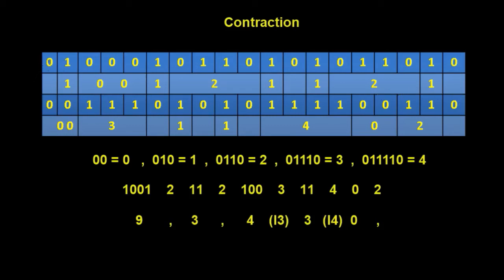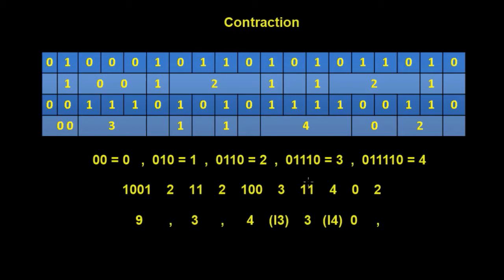Now we're going to form a code here. Now the code is going to be quite simple. It's going to say: when you get a 0 and a 0, that's represented by a 0. A 0, 1, 0 will be a 1. 0, 1, 1, 0 will be a 2. 0, 1, 1, 1, 0 will be a 3. And 0, 1, 1, 1, 1, 0 will be a 4. So on and so forth. So you can see how that's going to continue.